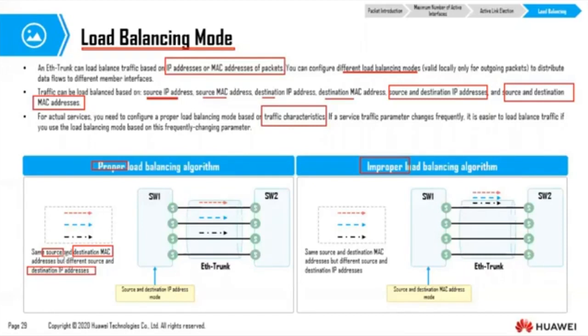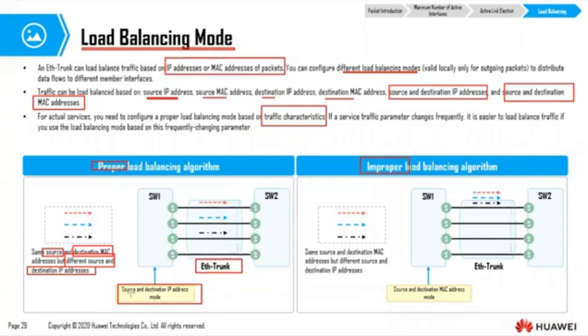Maybe the source IP address will be the same. So what we are saying here is that in source and destination IP address mode, if the destination and source IP are the ones that are changing too frequently, but the source and destination MAC address is the same, then on this switch, on this Ethernet trunk, you configure the source and destination IP address mode. So what does that mean?